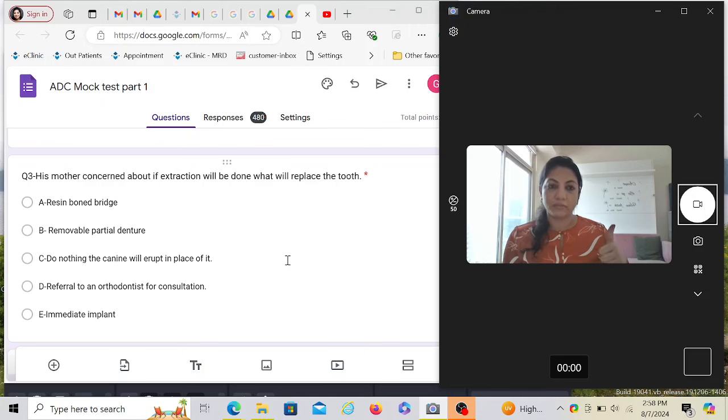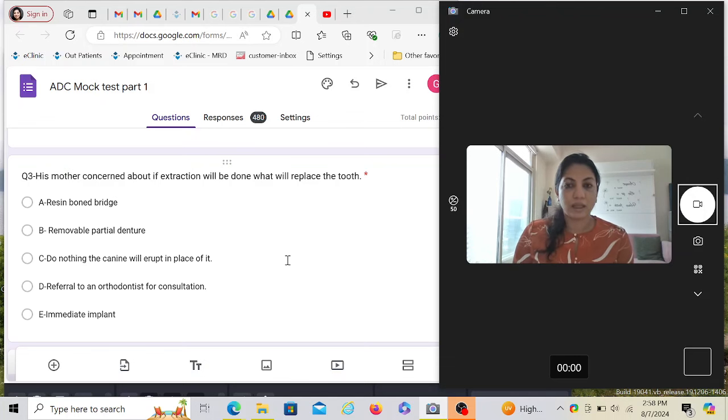Removable partial denture, good. Do nothing, the canine will erupt in its place. No, the canine can erupt in the place of the deciduous tooth. It may by itself come to the position of the laterals. It's a very rare scenario, but you cannot just keep waiting for it to translate itself into the space of the lateral. Refer to an orthodontist for consultation and immediate implant. Immediate implant is out of the question, the child is 9.